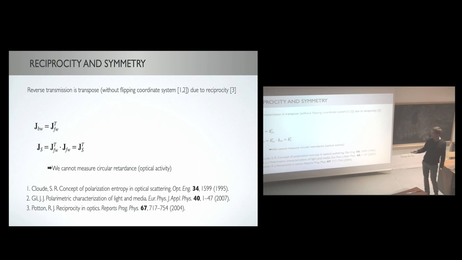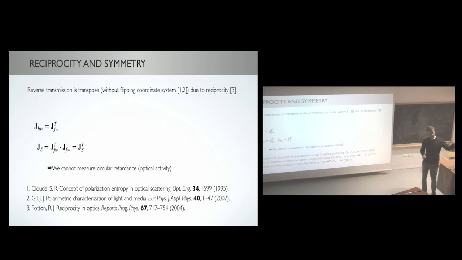But if we use this convention, you can easily convince yourself that your sample round-trip matrix, which consists of the forward transmission followed by the backward transmission, is overall transpose symmetric. So this eliminates some degree of freedom of your system.